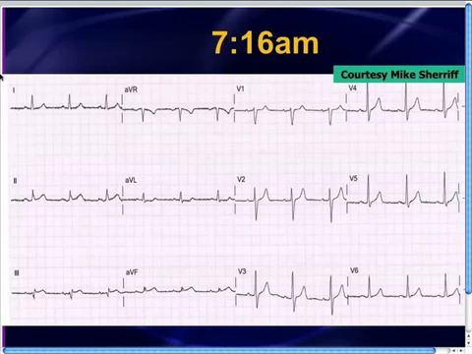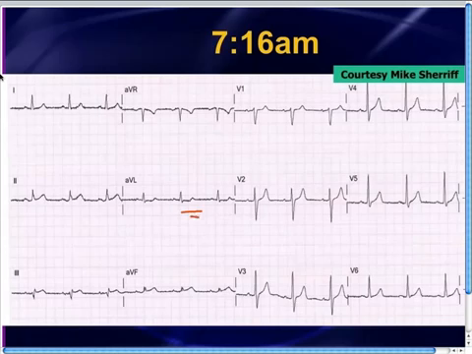Well, Mike took a look at this, and Mike was actually worried about something in a lead that we don't normally pay much attention to. It was actually lead AVL. Now, what is it in lead AVL that had Mike worried? Well, if you take a close look at lead AVL, remember normally the ST segment should be fairly isoelectric and flat. If you look carefully, the ST segment is a little bit depressed and it's actually just a little down.